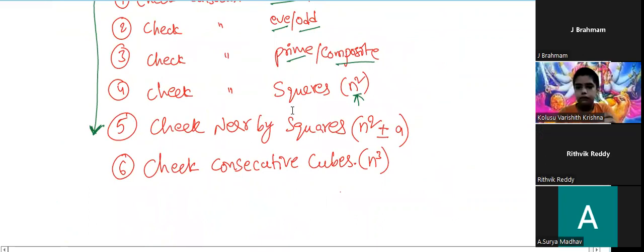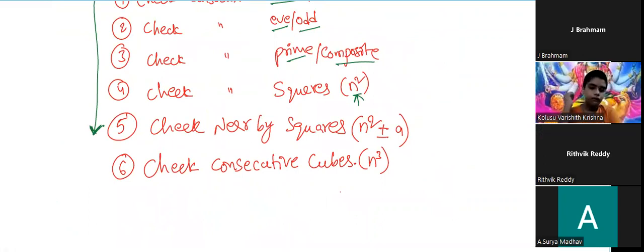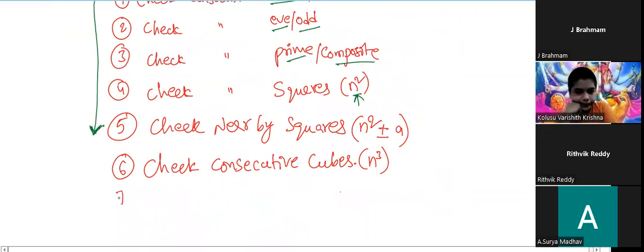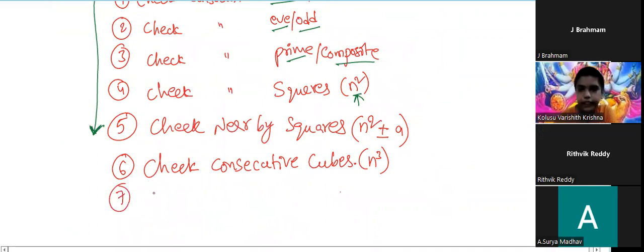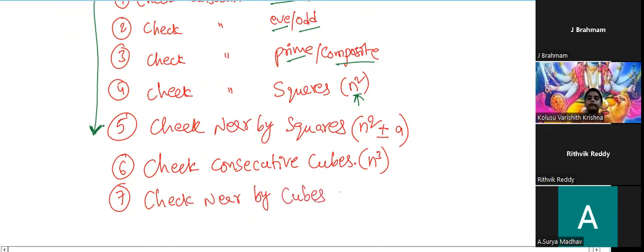Okay, sir. We'll go to our procedure again. After point number 6, what is our next point? Check nearby cubes. So when you can identify nearby cubes, if you know perfect cubes, you can identify nearby cubes. Yes, sir, I know some cubes, one cube plus or minus something.